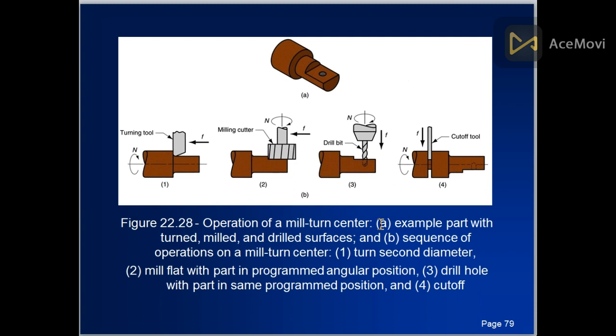So that's all for machining operation 1, and I hope you will understand all the things.